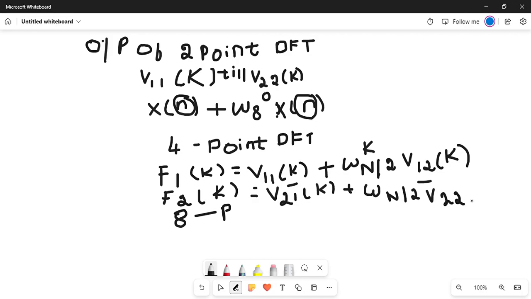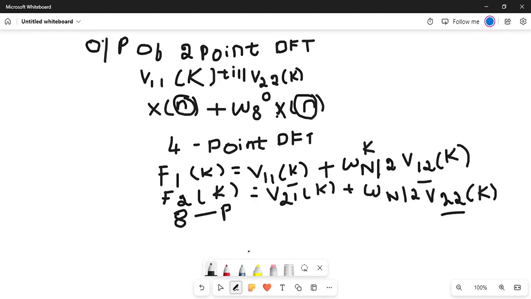So these are all the divisions with respect to f1 of n and f2 of n, right? Your f1 of n is getting divided into even and odd samples, say v11 of k and v12 of k, and your f2 of n is getting divided into even and odd samples. f1 of n is getting divided into v11 of n and v12 of n, right? And your f2 of n is getting divided into v21 of n and v22 of n. So the v21 of n's DFT is v21 of k, right? And v22 of n's DFT is v22 of k, right? I guess you're understanding things in a better manner.